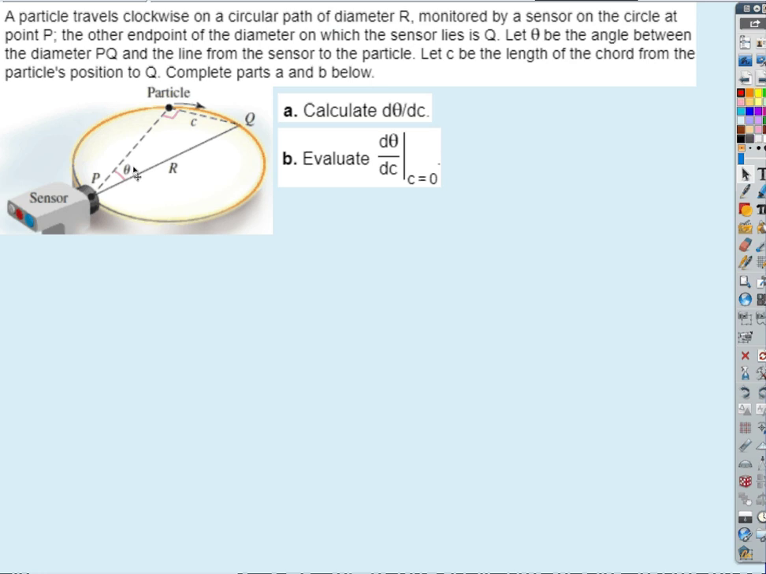Let C be the length of the chord from the particle's position to Q. So C is changing. Is R changing? No, R is a constant. Is theta changing? Yes. So complete parts A and B below. Calculate d theta dc. So how can we do that? There are two ways we can do this, and they're equal. How can we find d theta dc?